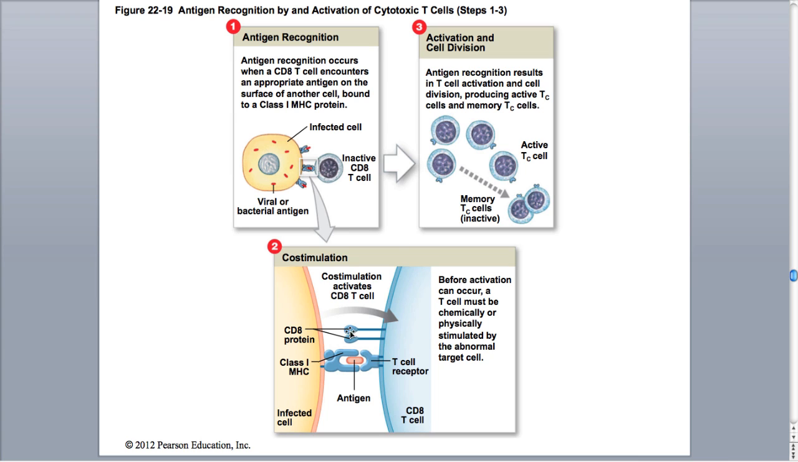Now, this is the story on co-stimulation. So before activation can occur, a cell must be physically or chemically stimulated by way of this antigen and this marker. So almost like turning it on. That's what this co-stimulation is, turning it on by presenting that antigen. And that should be in between here. Okay, next slide.